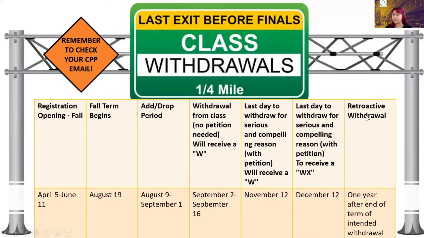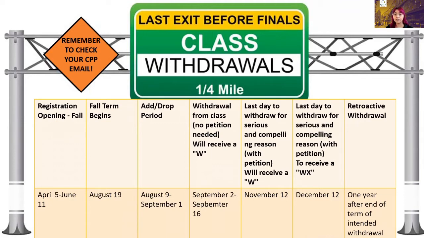Now, when we take a look at retroactive withdrawal, it's a little bit different than these because with these you can withdraw from the class during the semester. Retroactive withdrawal is there for you to be able to withdraw from classes after the semester has ended, and you can do this for 1 year after the semester officially ends. Another big difference between these is that during the semester, you can pick and choose which classes you want to withdraw from. For retroactive withdrawal, you will have to withdraw from all classes that you had enrolled in for that specific term.